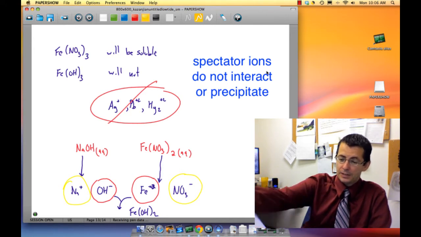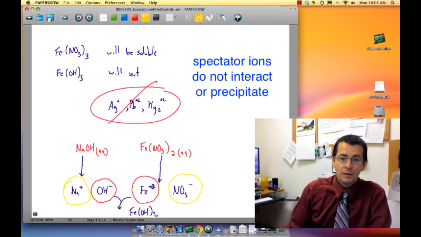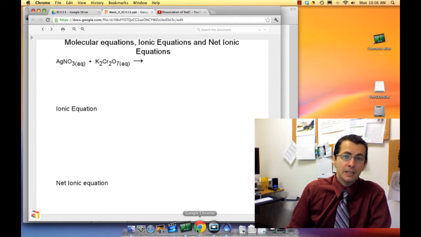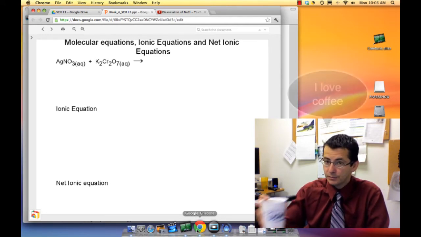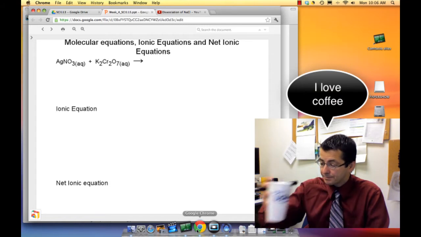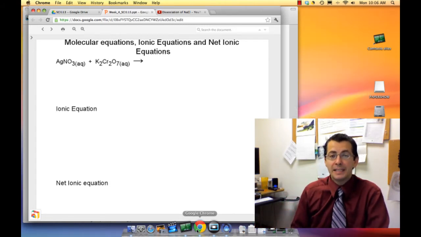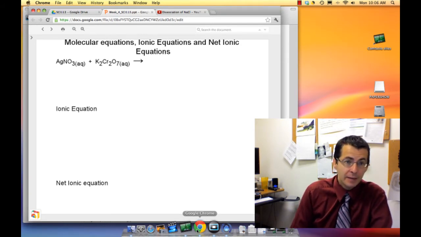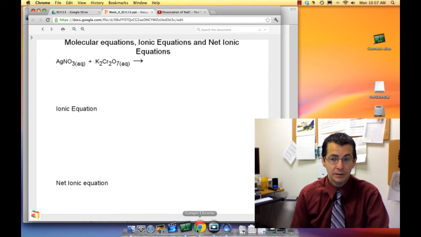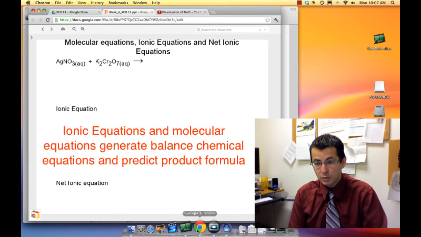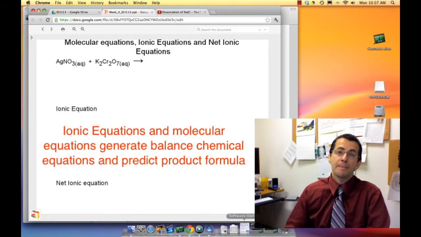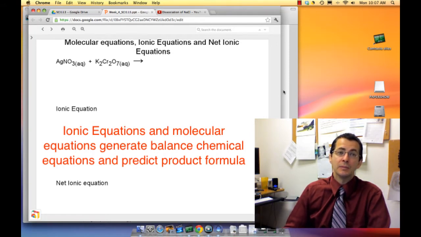Now, how do we figure this out? The easiest way is to use what we call molecular equations, ionic equations, and net ionic equations. These allow us to predict whether or not a system will react and what the formula of that material will be. So these are predictive tools, and we use those predictive tools to calculate formulas of the ionic compounds, which, as we know, leads us to stoichiometry. So, how do we use the molecular equation?